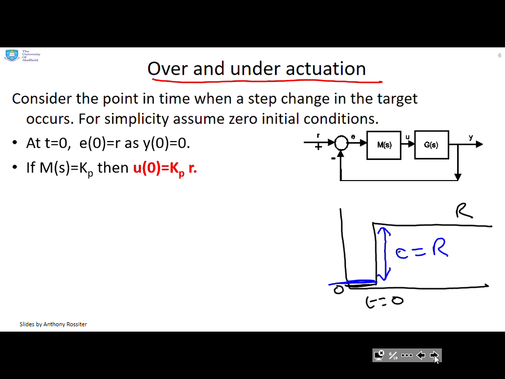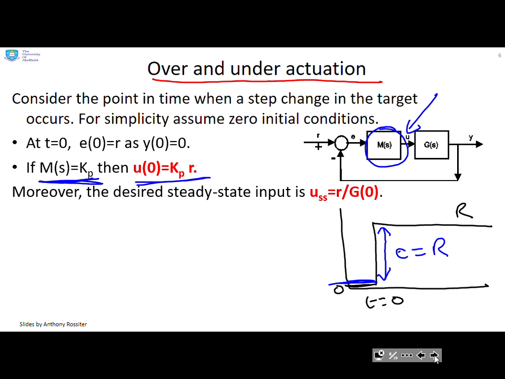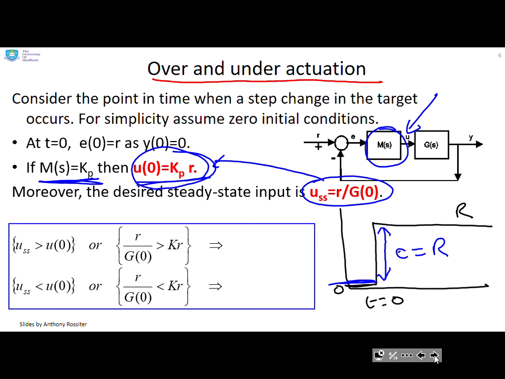So if your compensator is purely proportional, so you can see this block M is just Kp, then what are you going to have for U? You're going to have Kp times R. Now we also know that the desired steady state input is given as R over G of 0, the steady state gain. So what we're going to focus on here is comparing these two signals. What happens immediately that the target changes, and what is the steady state?